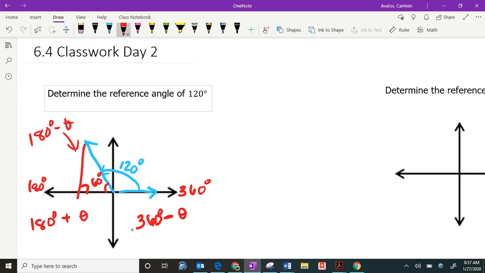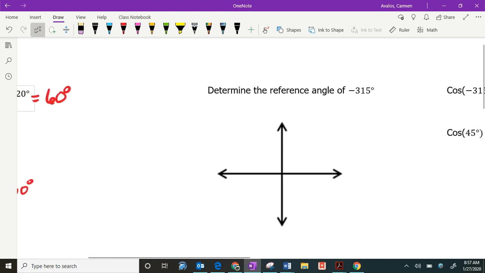So determine the reference angle from 120. We know that the reference angle is going to equal 60 degrees. Then it says here, determine the reference angle of 315. Well, we know that this here is going to be going clockwise. That's the direction, and the angle is 315 degrees.